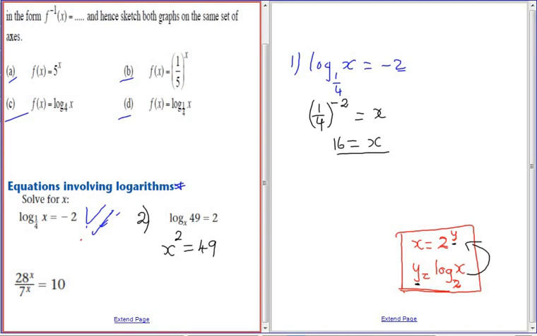So if you look at it, I just have to find something that we square to get 49. That would be 7. As you can see, your x would be 7 in this situation, because the exponents are the same, so the bases should also be the same.